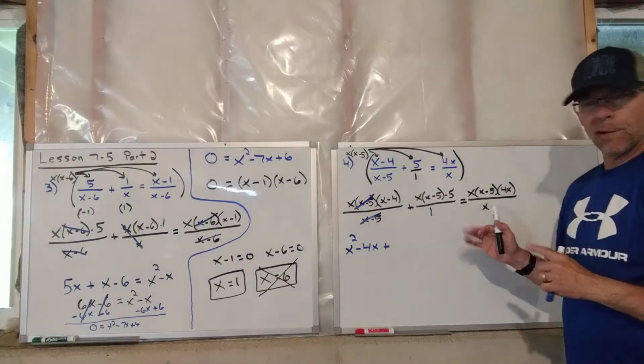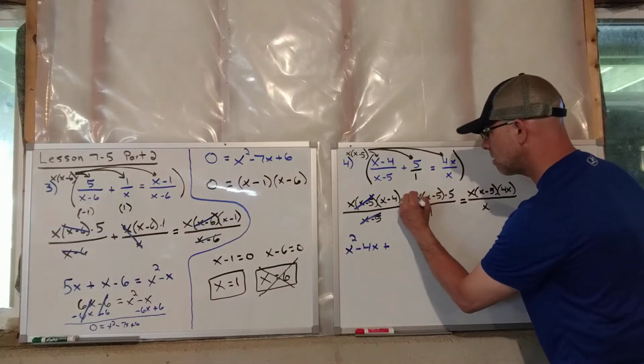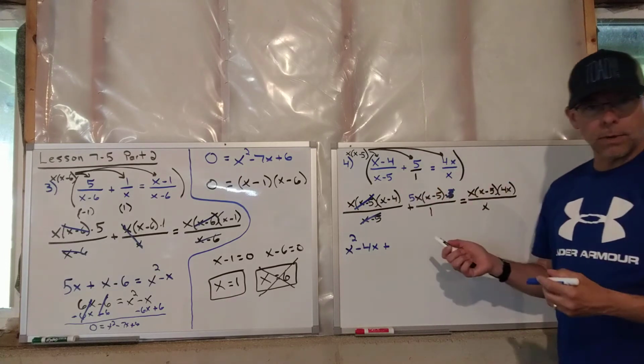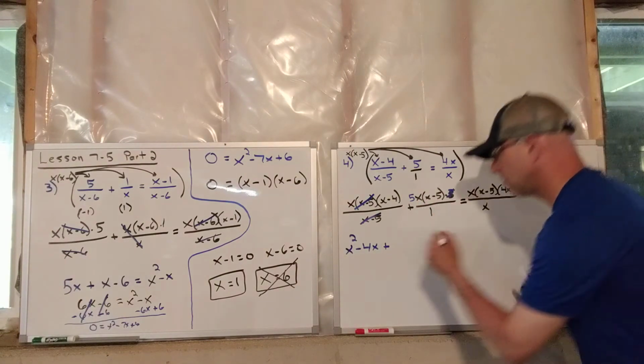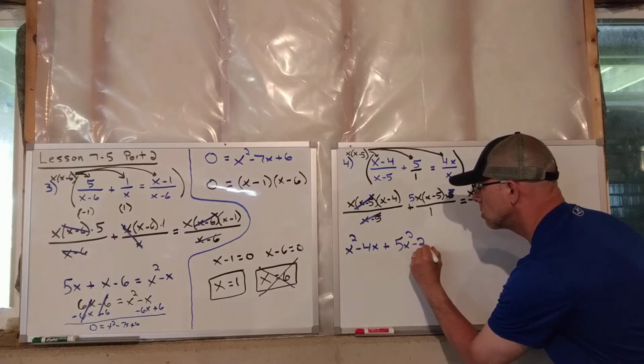Now, got to be careful here. See how this is x out here and 5 out here? You got to think of this as just saying 5x out here and not have that there. And then distribute. So that'll be 5x squared minus 25x, excuse me.